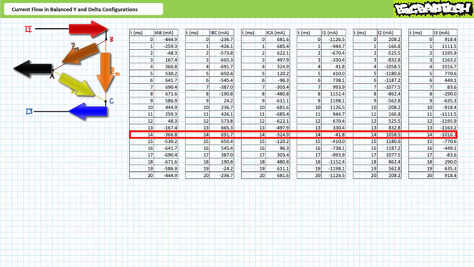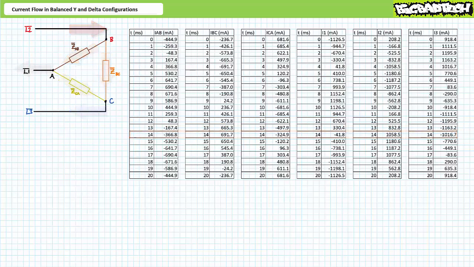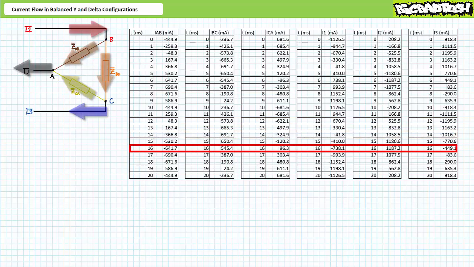41.8 milliamperes of current leaves node A, 1,058.5 milliamperes of current enters node B, and 1,016.7 milliamperes of current leaves node C. At t equals 16 milliseconds, 641.7 milliamperes of current travels B to A, 545.4 milliamperes of current travels B to C, and 96.3 milliamperes of current travels C to A.